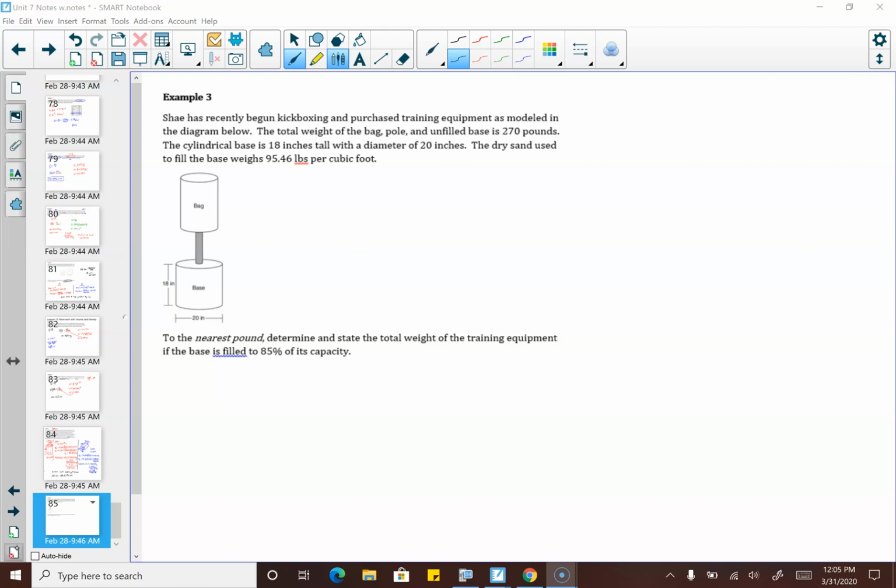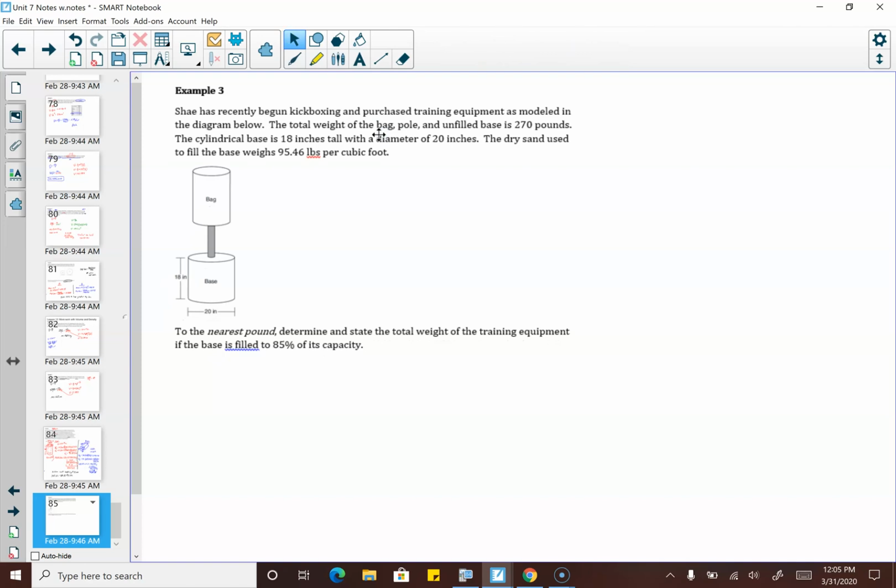The total weight of the bag, pole, and unfilled base is 270 pounds. So we're going to end up kind of holding on to that at the end a little bit. The cylinder base is 18 inches tall with a diameter of 20 inches, and dry sand is used to fill the base that weighs 95.46 pounds per cubic foot. So here's the thing. If that density is in cubic feet, I'm going to want to change these already. So 18 inches is really 1.5 feet. And then I know the diameter is 20, but really that means our radius is 10.